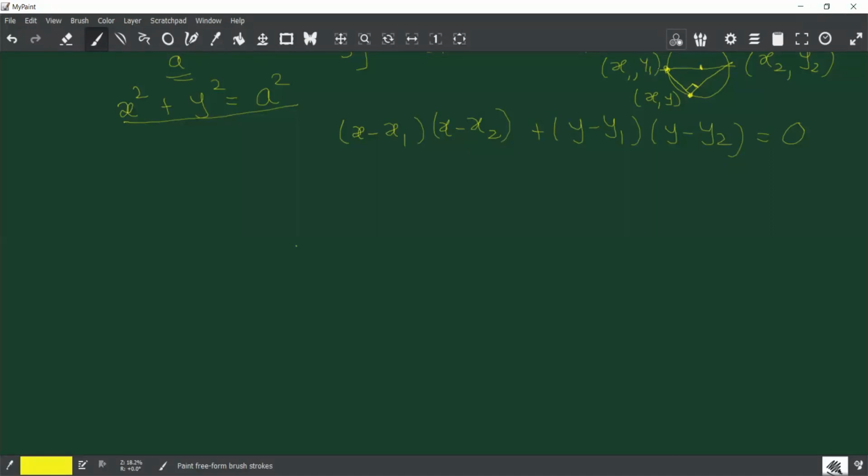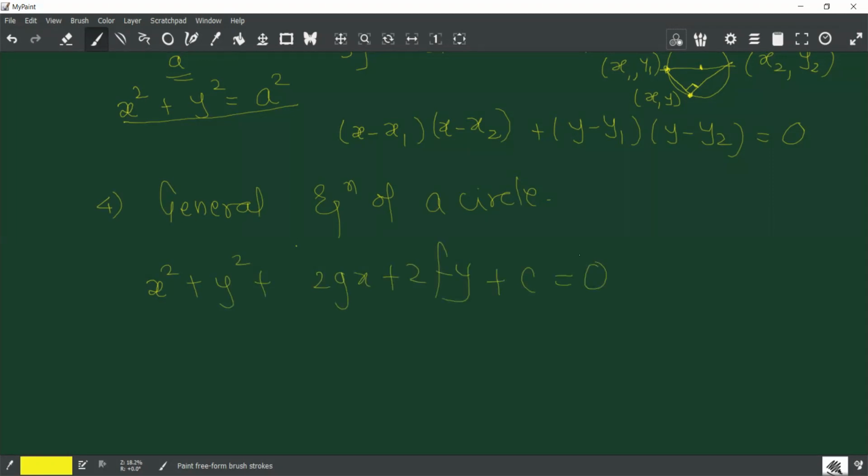All of you have understood the different forms of equations of the circle. Which one to use depends on the data given. You have to read the data and decide which form to use. Now, what is the general equation of a circle? It is x square plus y square plus 2gx plus 2fy plus c is equal to 0.